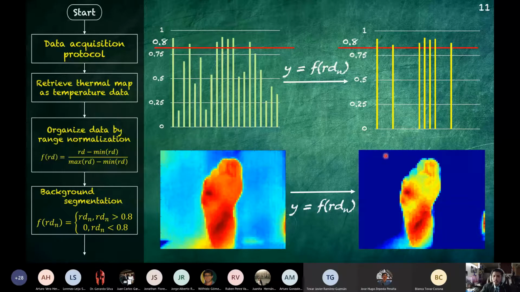Not only can we eliminate or segment the region of interest with regard to the background, we can also see that with this process we can enhance the contrast of an infrared image, in which the region of interest is highly contrasted with respect to the original image.